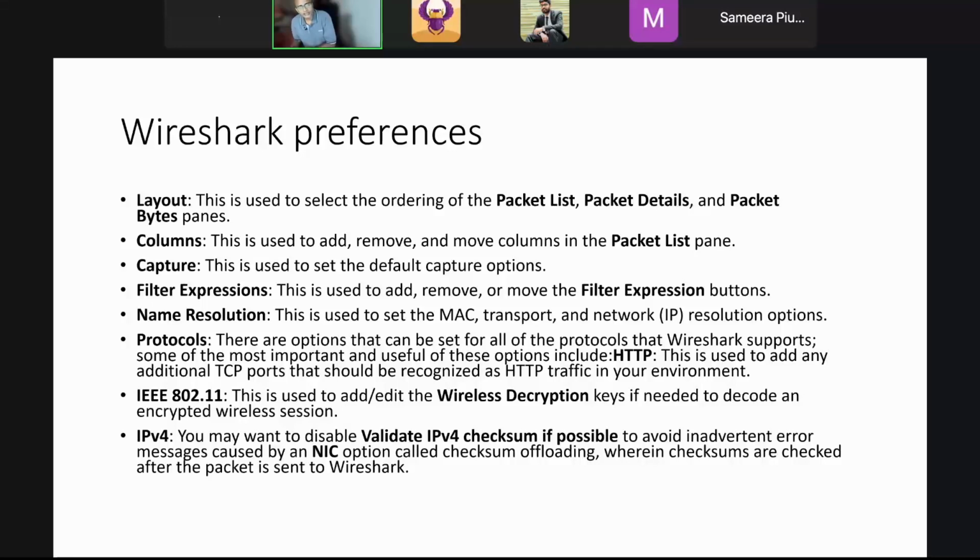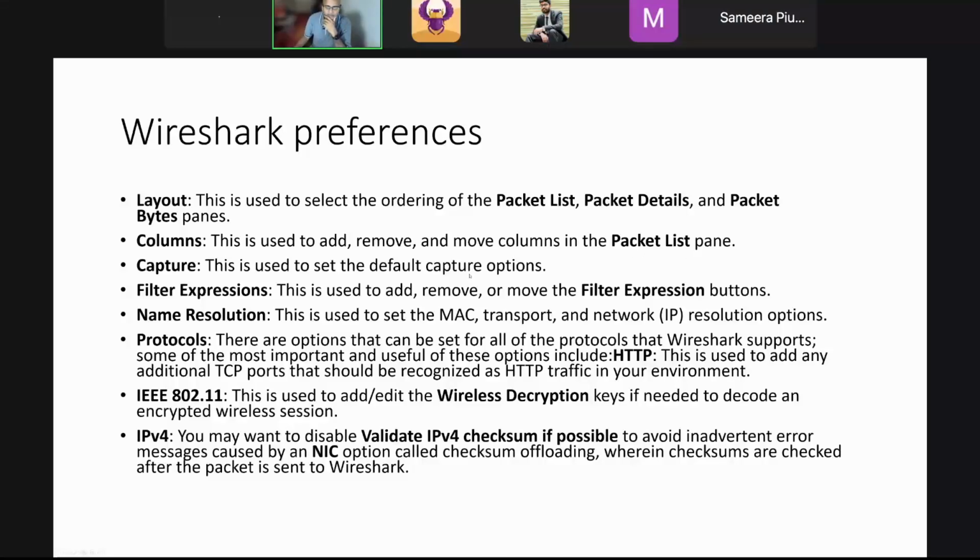Now we can discuss the Wireshark preferences. When you are creating different preferences, you can put up a layout. This is selection. These are some of the fields, maybe areas of concern. This is used to select the ordering of packet list, packet details, packet bytes, and all those things can be shown in the layout on the top. And the columns, this can be used to add, remove, or move columns in the packet list pane.